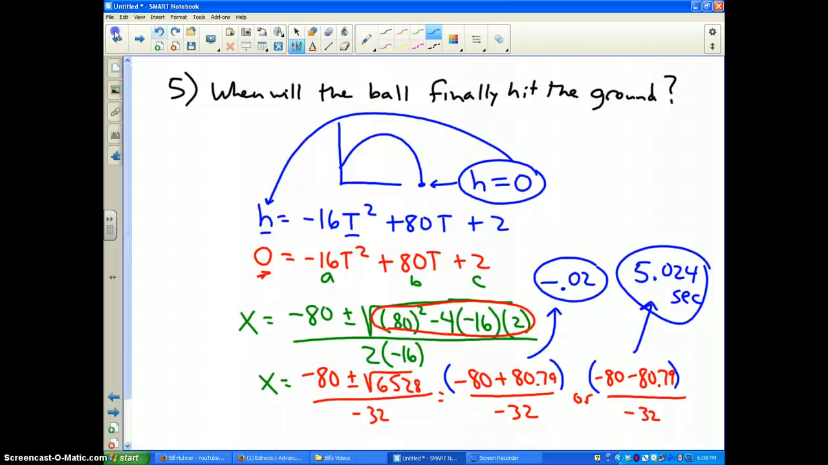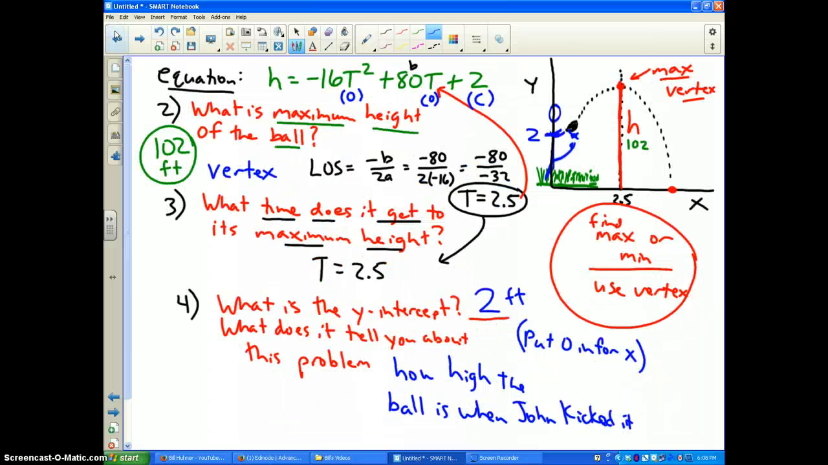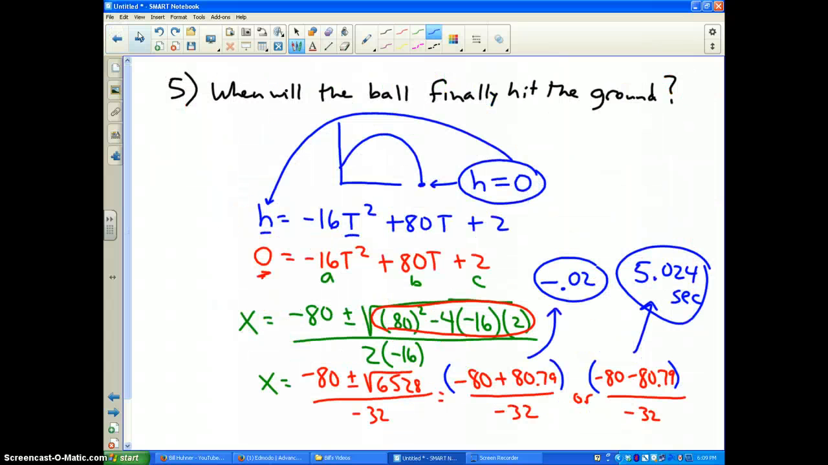I'm going to go back a slide to my picture. If you remember, he kicked the ball starting in the air. Now, if I would continue this parabola down, here is negative 0.02 seconds. That's one time when the problem equals 0, but that doesn't make sense. The only answer that makes sense is 5.02 seconds, and that is this point of time right there. So the answer to my question, when will the ball finally hit the ground, is 5.02 seconds.